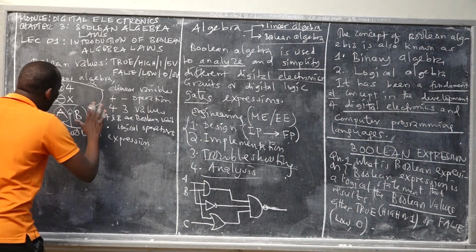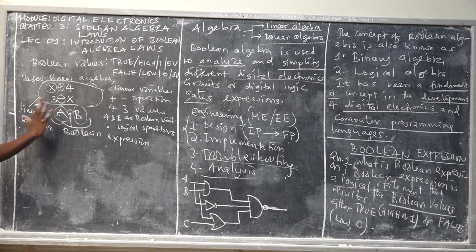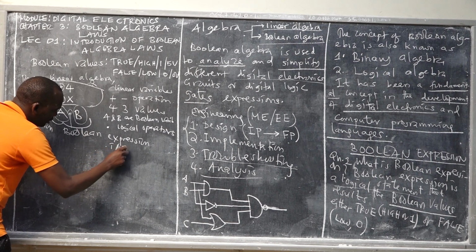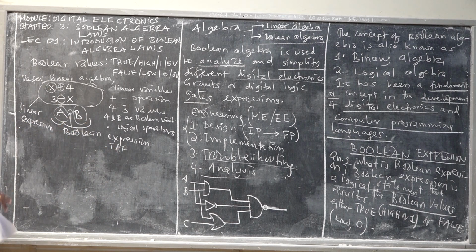For Boolean values, in this case we don't have a Boolean value. But we know that Boolean values might be either true or false. We don't have any other Boolean values other than the two. Right, class? Yes. That is the meaning of Boolean expression.